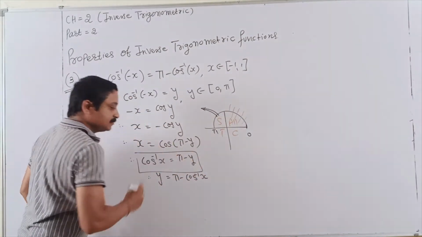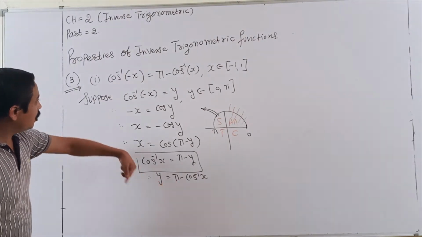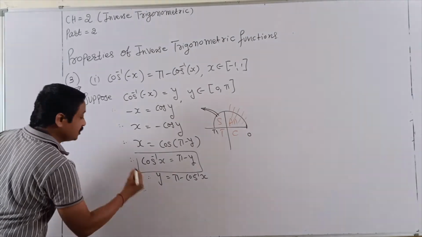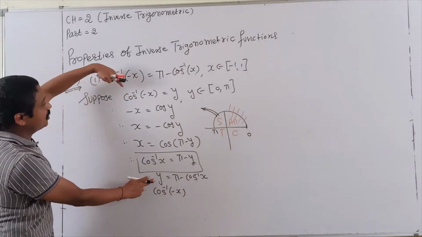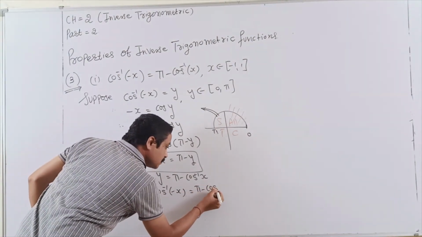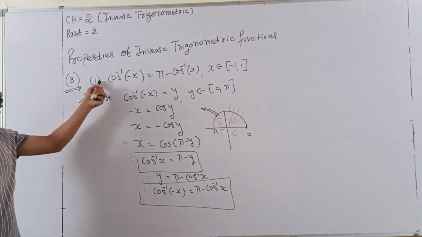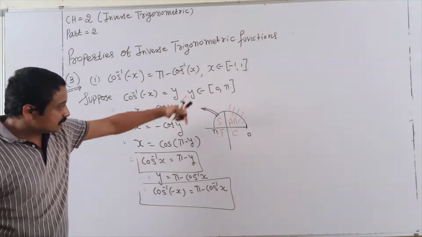cos inverse x. And finally, students, this y value already I suggested, putting the values. So y is equal to cos inverse minus x. This y value already I suggested here and putting there, pi minus cos inverse x, and here is done our theorem 3, property number 1. Yes students, this understood?